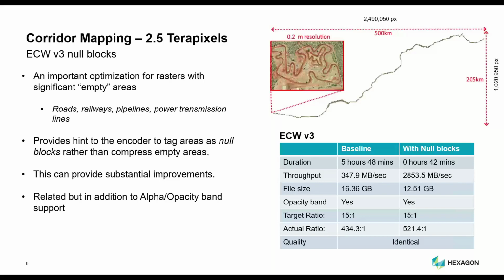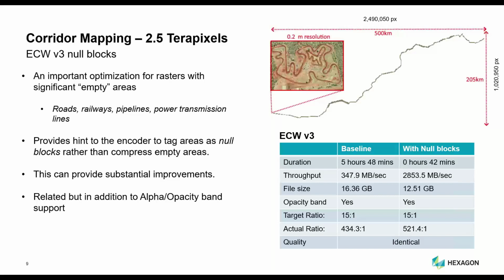I'm yet to meet anyone who says they'd rather have thousands of files for a project delivery rather than just one, just because of the project shape. So ECW version 3, back in 2013, introduced an optimization we call null blocks designed to address this scenario. By providing the geometry of the project area, the encoder will tag anything outside of the polygon as null.